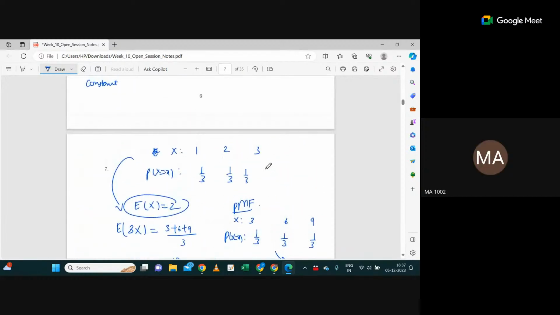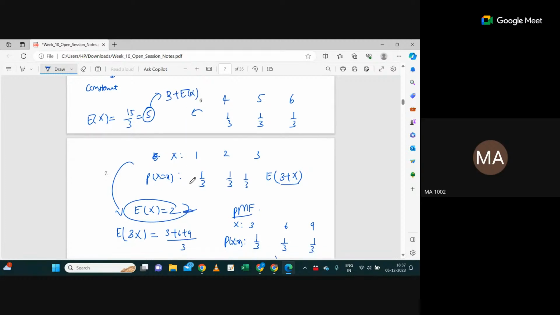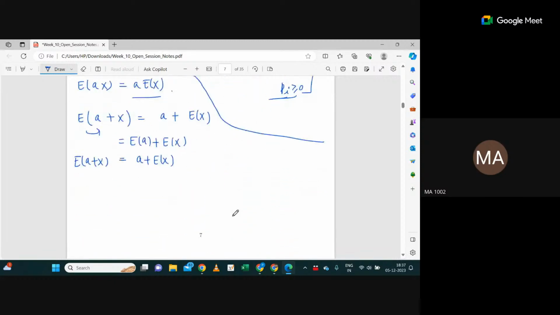The same concept applies here. Suppose you want the expectation of 3 plus x. The values will be 4, 5, and 6, with probabilities 1 by 3, 1 by 3, and 1 by 3. The expected value will be 15 divided by 3, which is 5. Is this the same as 3 plus the expected value of x? Since the expected value of x is 2, it is 3 plus 2, which is 5. So far, it is clear. Any doubt? Okay, fine.